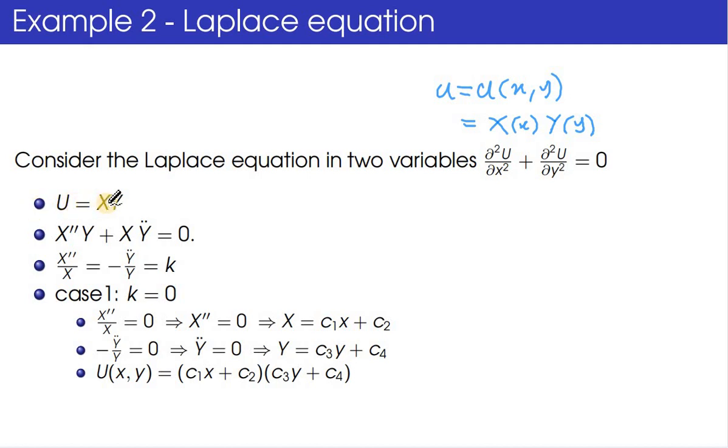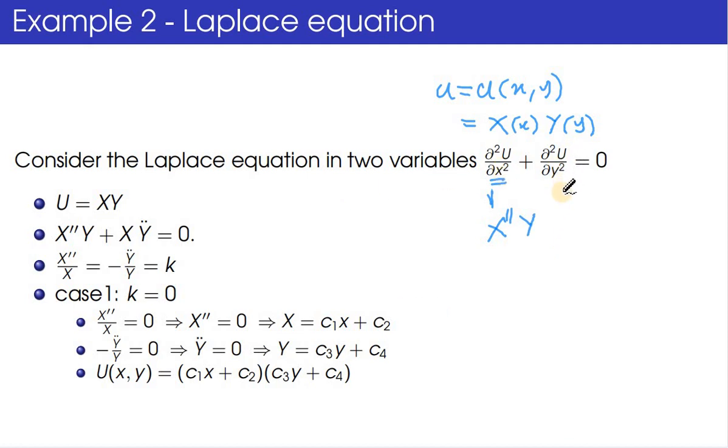So from here, for ∂²u/∂x², we are treating small y as a constant, since the partial derivative is with respect to x. So ∂²u/∂x² will be the second derivative of X with respect to small x, and Y will act as a constant. So ∂²u/∂x² is nothing but X'' Y.